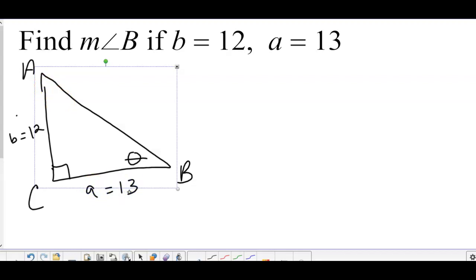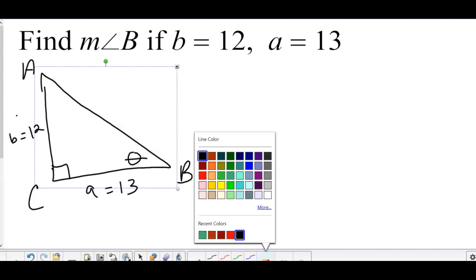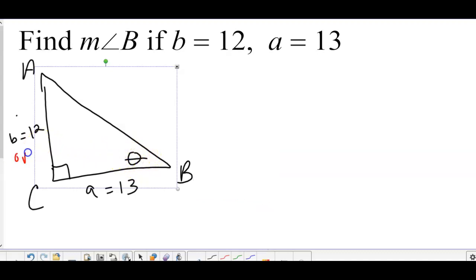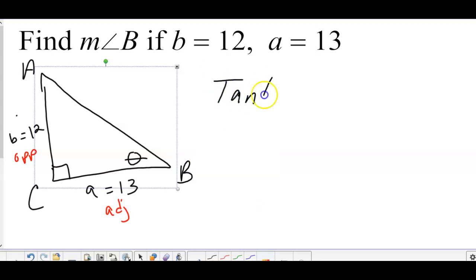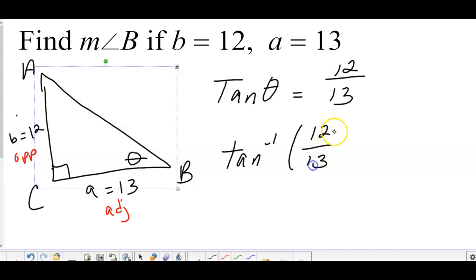And then you pick your trig function. Looking at your theta, 12 is opposite and 13 is adjacent. So pick your trig function. Opposite and adjacent is tangent. So tangent theta equals opposite, which is 12, over adjacent, which is 13. Okay, so anytime you're looking for an angle, you want to use your inverse trig function. So you're going to go to your calculator, tangent inverse of that ratio equals your theta.